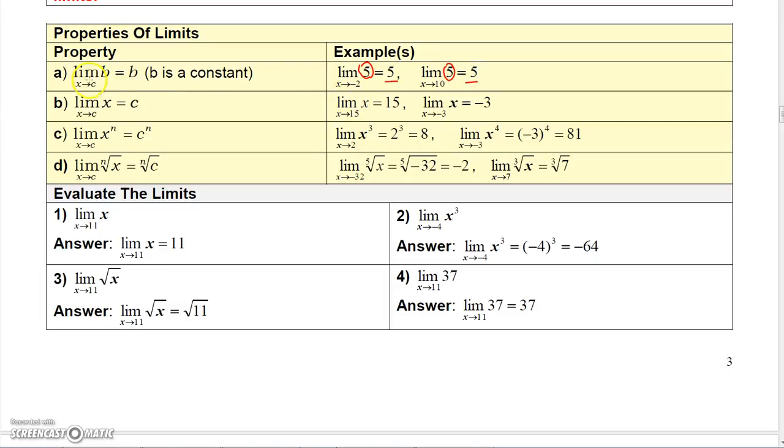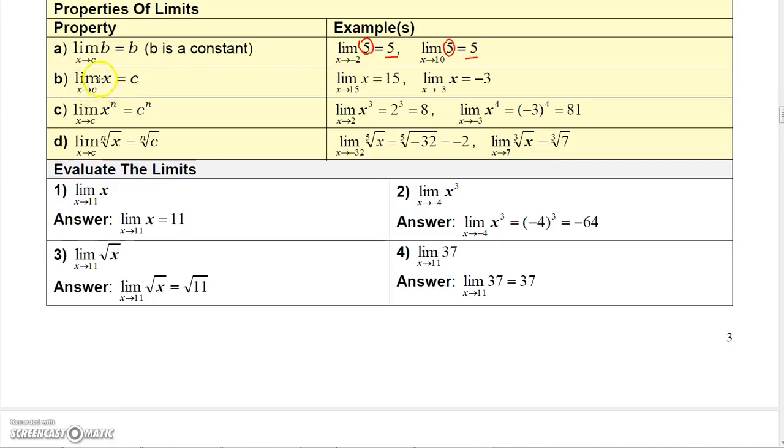So remember that property. Now, if we have the function y equal x, and I say, what's the limit of x as x approaches c? Well, that's going to just equal c. So if I said, what's the limit of x as x approaches 15? Well, guess what? It's going to equal 15. And if I said, what's the limit of x as x approaches negative 3? It's going to equal negative 3.